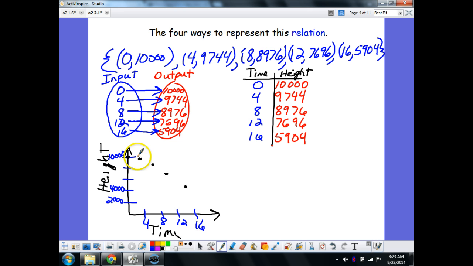Okay. Notice how these are not in a line. It's a curve. What happens is the longer you fall, the faster you fall. Falling towards the earth is not at a constant rate, because the longer you fall, the faster you go, because gravity's been acting longer. So those are the 4 ways we can represent the relation. In the next video, we'll talk about domain and range.